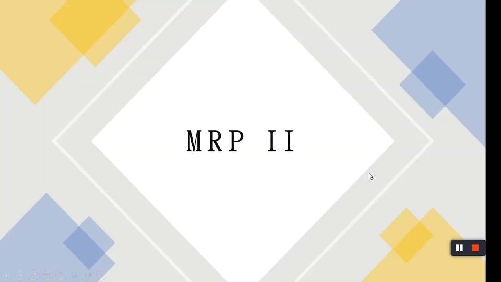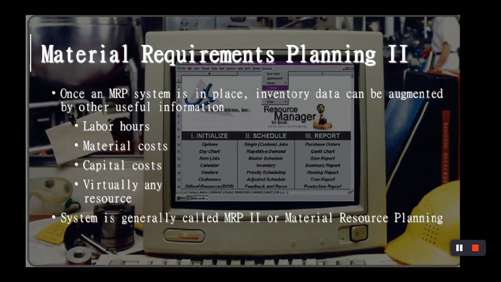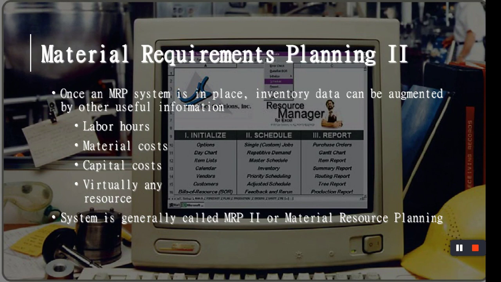Okay, let's now go to MRP II. So what is this MRP II? So again, material requirements planning. So once an MRP system is in place, inventory data can be augmented by other useful information. So again, MRP 1 only focuses on inventory. Now, MRP 2 is like an upgrade.